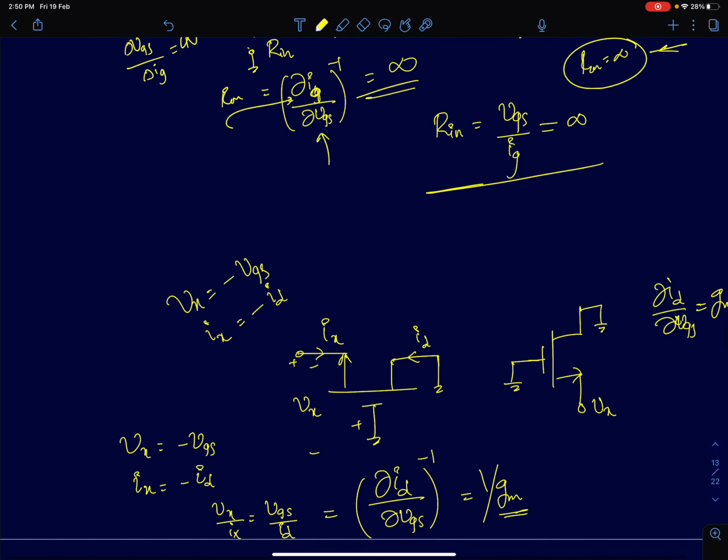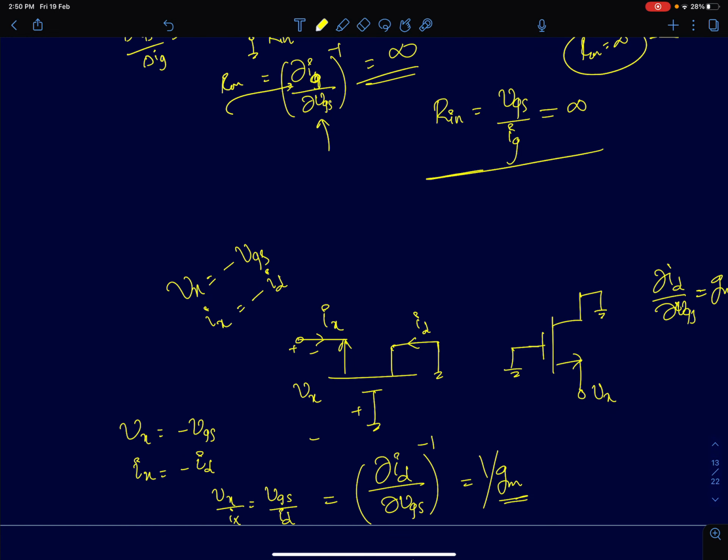The second case is looking into the source terminal. I am now going to look into the source terminal by grounding the drain and gate terminals. I am interested in finding the impedance seen at this point. So again, I am going to apply a voltage Vx at this node with respect to some AC ground, and measure the current Ix drawn by this MOS device. First, I'll ignore channel length modulation, so r0 is ignored.